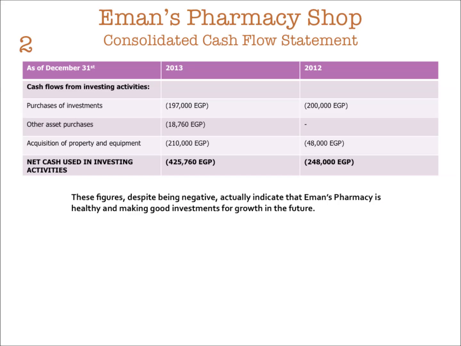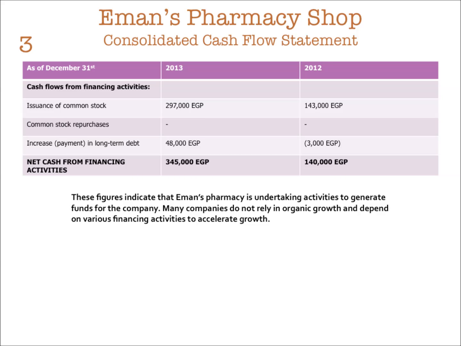Net cash used in investing activities. These figures, despite being negative, actually indicate that Eman's pharmacy is healthy and making good investments for growth in the future. Net cash from financing activities. These figures indicate that Eman's pharmacy is undertaking activities to generate funds for the company. Many companies do not rely on organic growth and depend on various financing activities to accelerate growth.